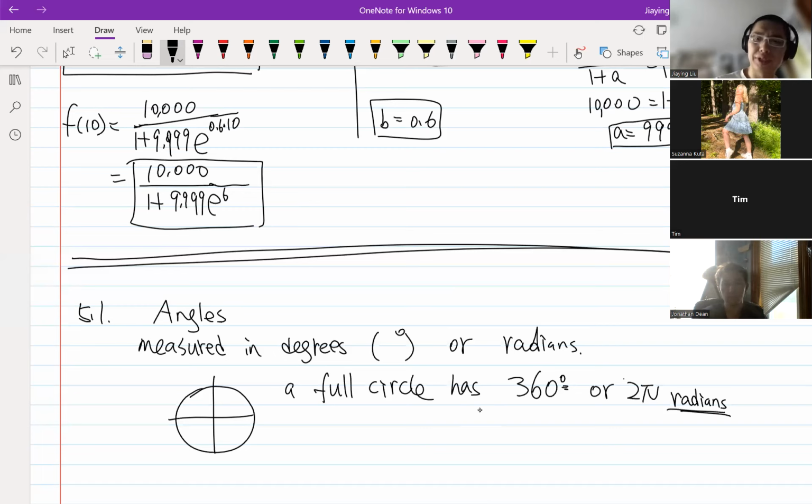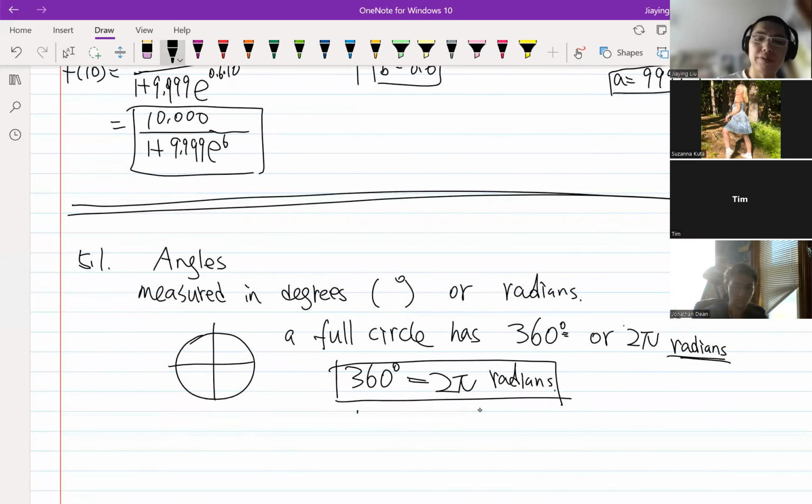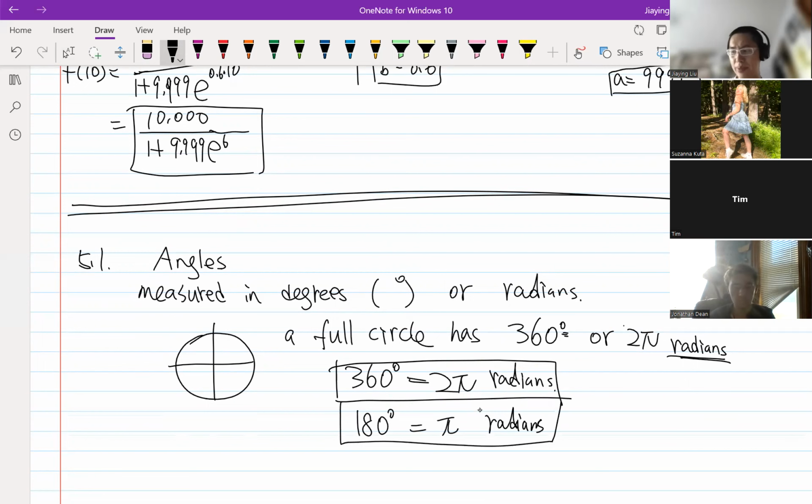So a circle has 360 degrees or 2 pi radians. So we sometimes write 360 degrees is equal to 2 pi radians. So that's a conversion that you can remember. And if we divide by 2, we get 180 degrees equals pi radians. That's also another conversion to remember. All right. With that said, we can work on examples to convert degrees to radians, radians to degrees.